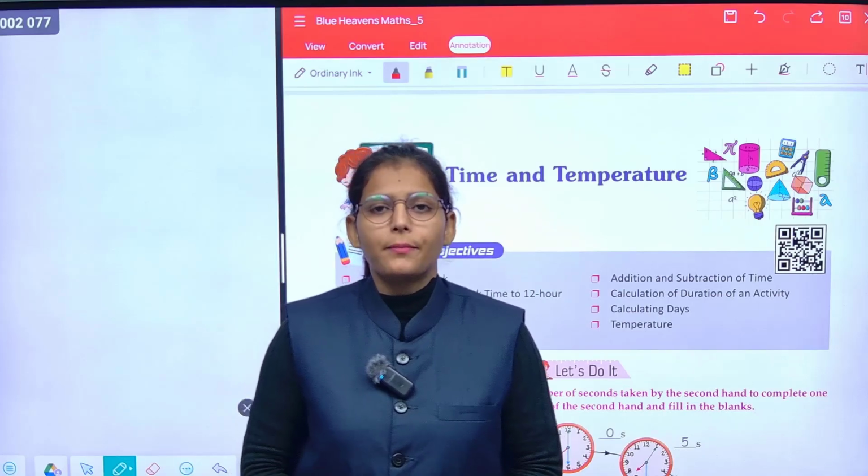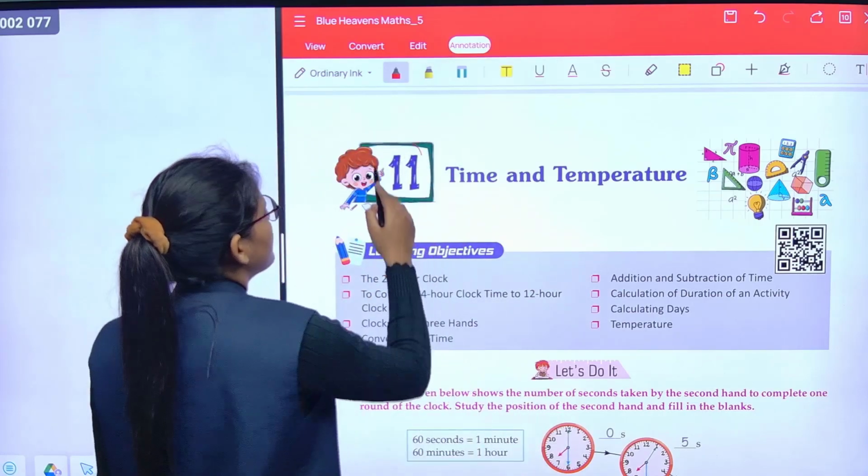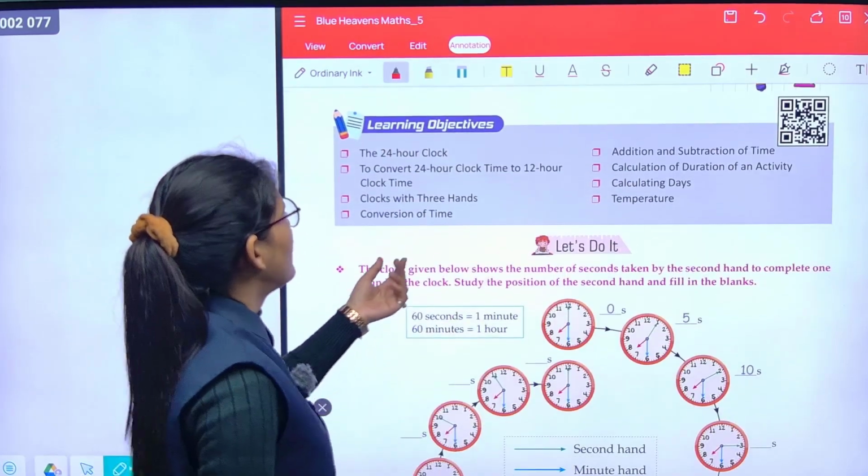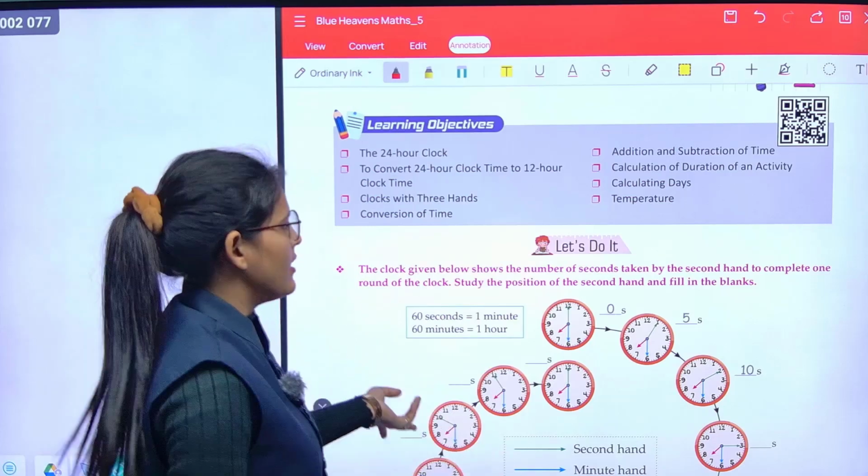Students, today we will learn chapter number 11, that is time and temperature. Okay class, now these are our learning objectives.